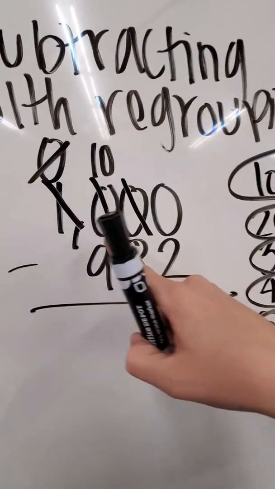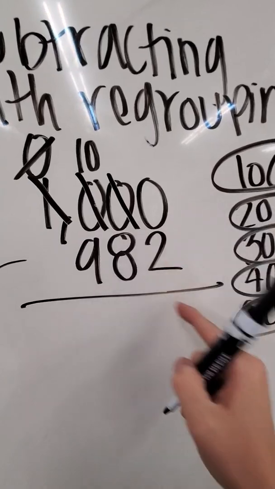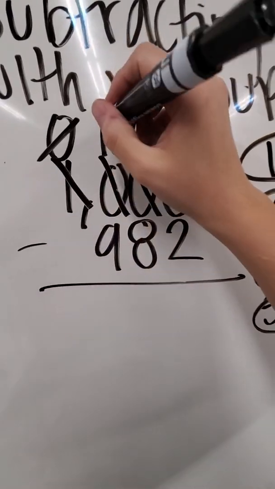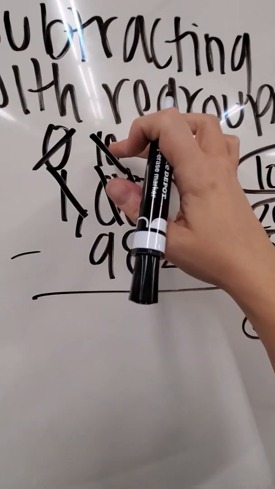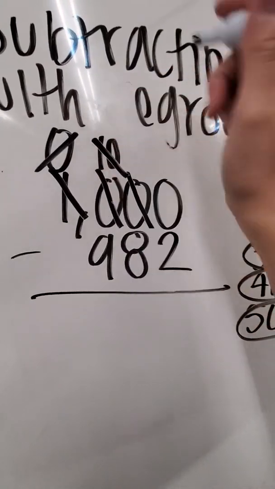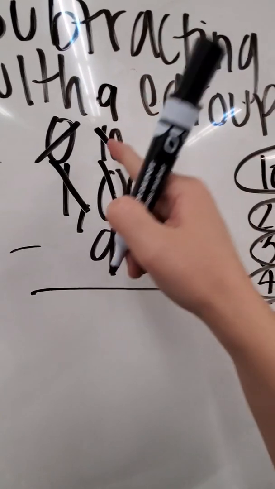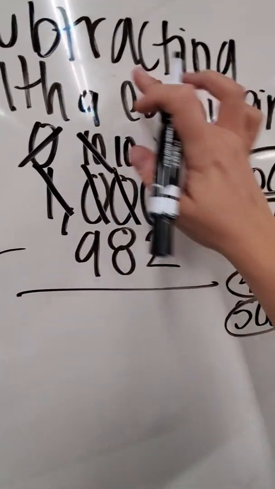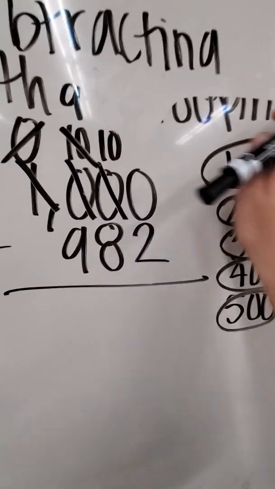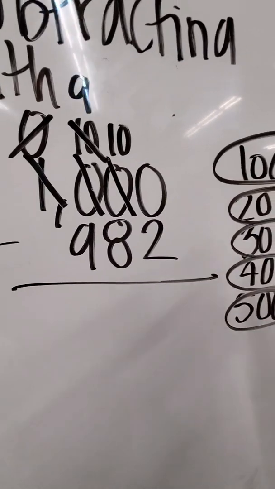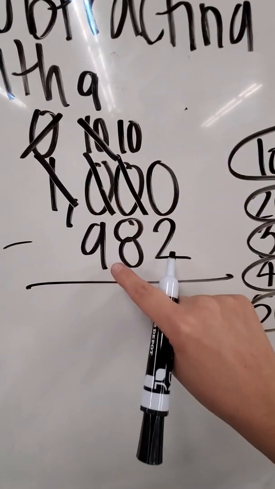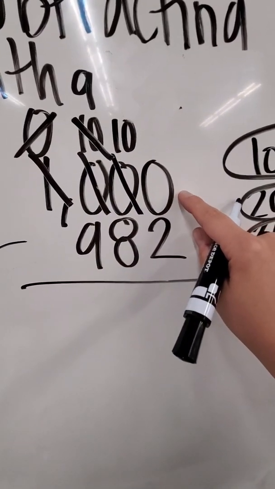Now I can't subtract yet. I still don't have enough. So I have to go and regroup again. I'm going to regroup from here, and I'm going to make my 10 now into a 9, because I'm going to take one 10 away, and I'm going to bring a 10 over here. Alright, so now I've got 9 hundreds and 10 tens, but I still have 0 ones.